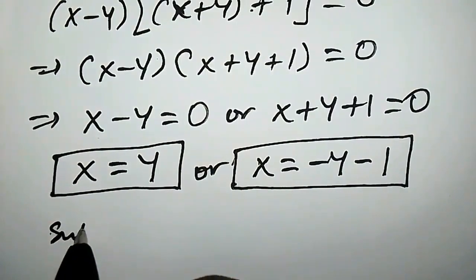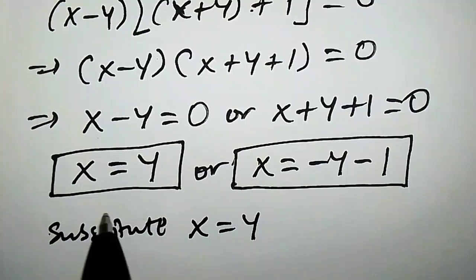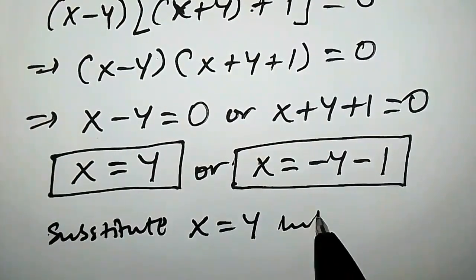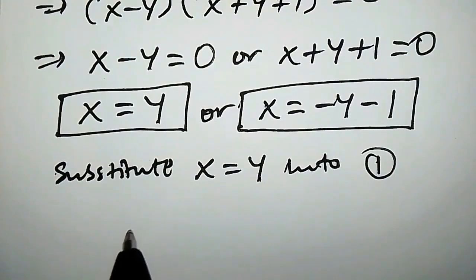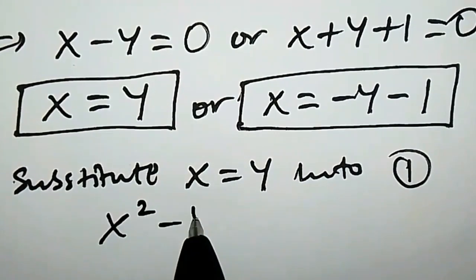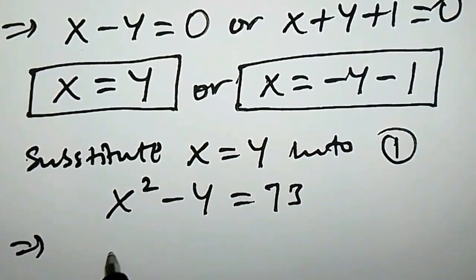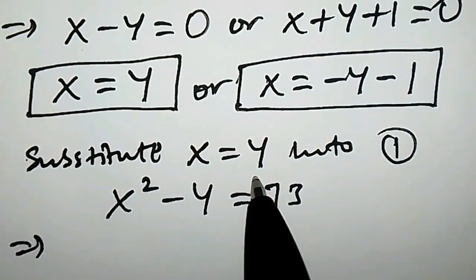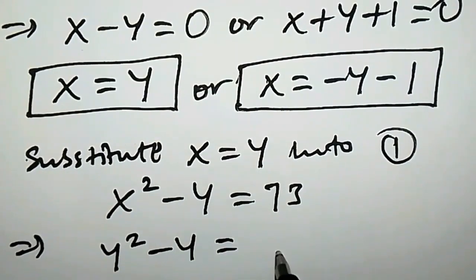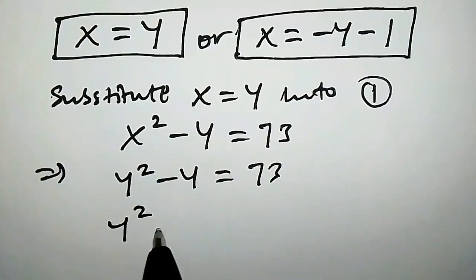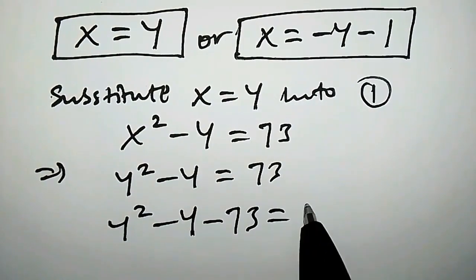Now, substitute x equal to y, consider this first, into equation 1. What is equation 1? Equation 1 is x squared minus y equal to 73. This means that anywhere we see x, we will replace it with y. So we have y squared minus y equal to 73. If we move 73 to the left side, we have y squared minus y minus 73 equal to 0.